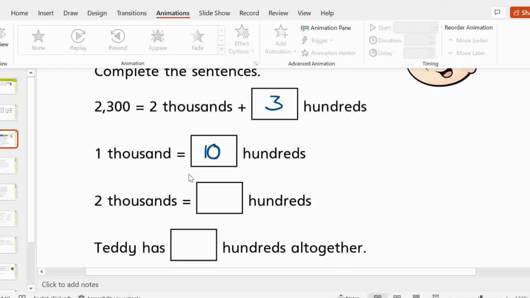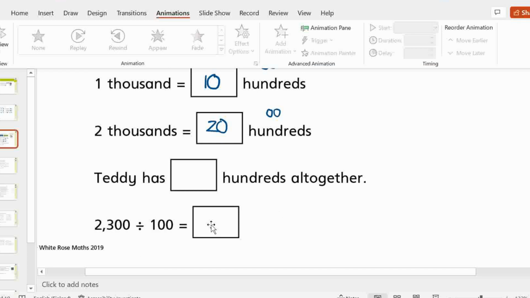Good. 2,000s equals how many hundreds? 20. Now, obviously, when it's hundreds, that means it has 2 zeros. So in other words, 300, 1,000. Okay, so 2,000. Teddy has how many hundreds altogether? So as I've shown here, what you need to do is 2,300 divided by 100 when it says how many hundreds altogether. So what's 2,300 divided by 100? 23, yeah?